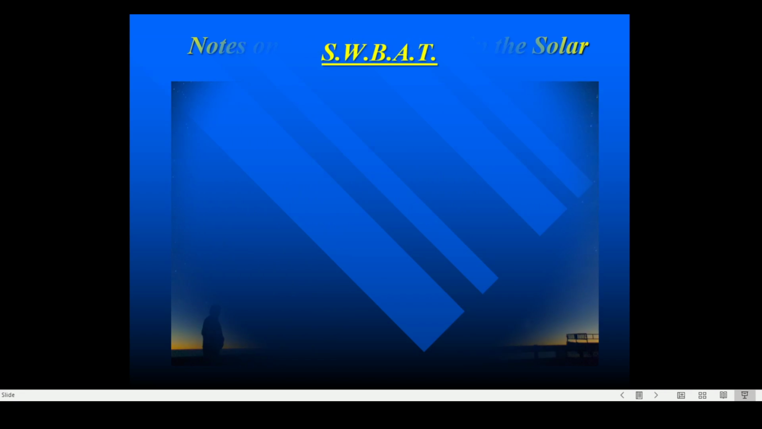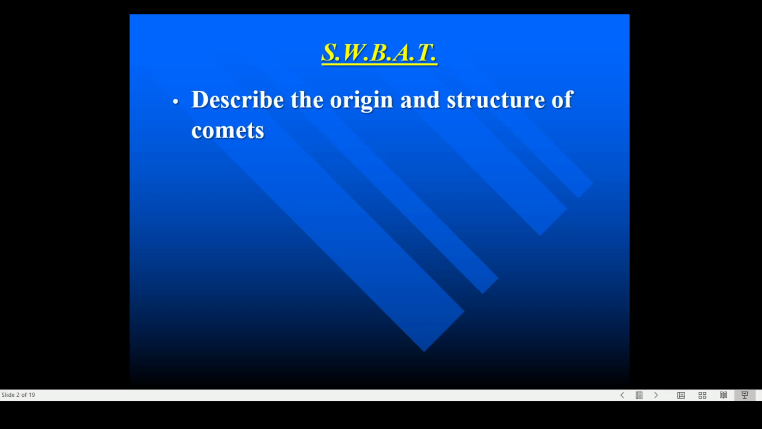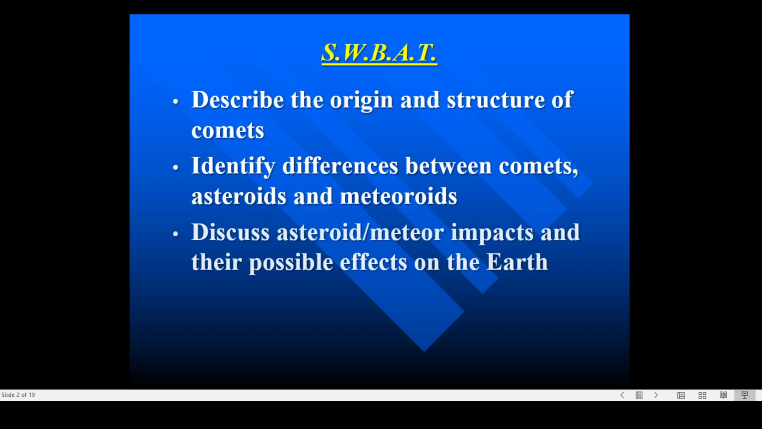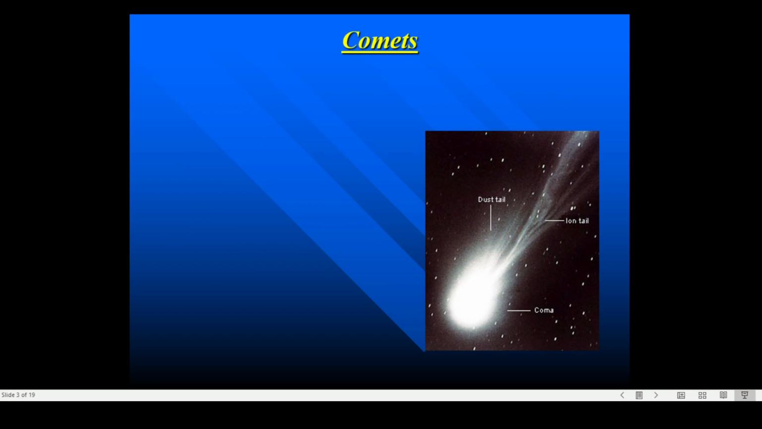First type of object we're going to talk about are comets, but before we get through this presentation, you should be able to describe the origin and structure of comets, identify differences between comets, asteroids, and meteoroids, discuss asteroid-meteor impacts and their possible effects on the Earth. So, with that being said, let's start talking about comets.